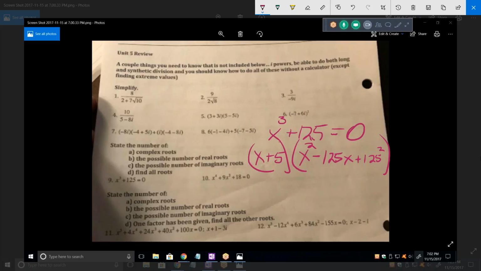Now, clearly all of that equals 0. So clearly this gives us x equals negative 5, but that's a root of multiplicity 1, not 3. And then this gives us the other ones. So you probably end up with 2. Well, I think this is going to give you complex solutions.